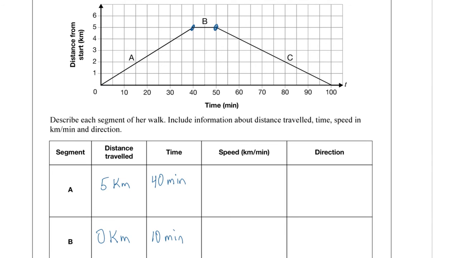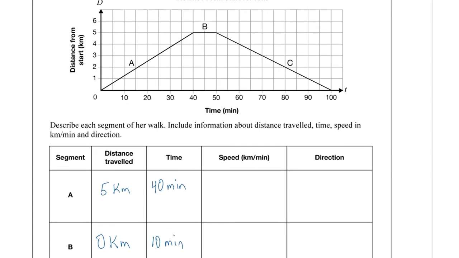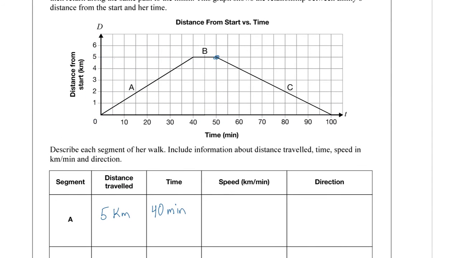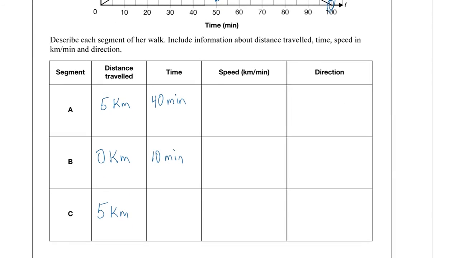Okay, and then C, the distance traveled. So this is C, so it starts at 5. And there's the end of C, which ends at 0. And that makes sense because they walked 5 kilometers out and then 5 kilometers back, right? So in this case, that makes sense. So 5 kilometers, how long did they take? Well, they started at 50 and they went to 100. So 50 to 100 is a change of 50 minutes, okay?